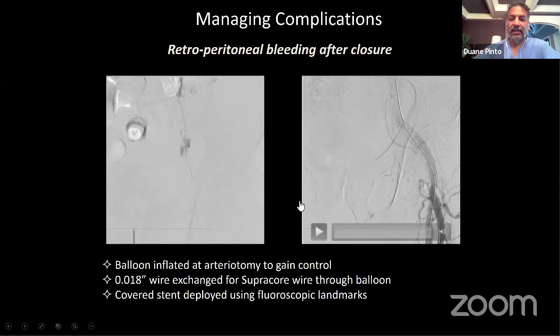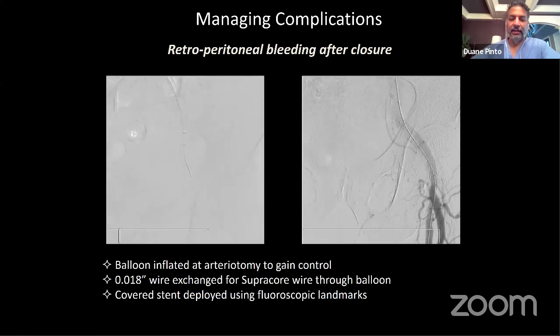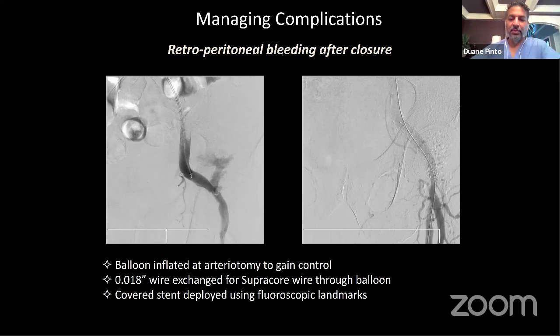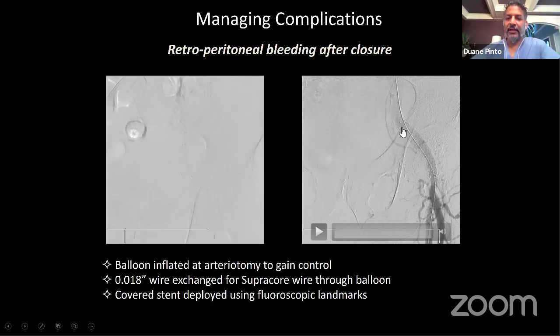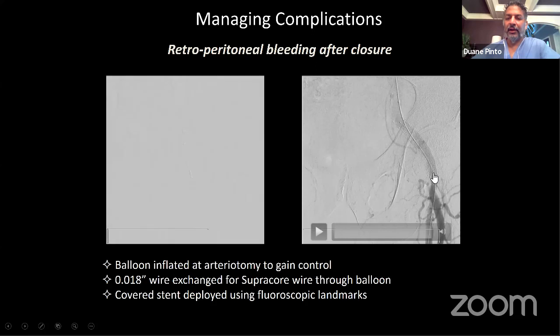In this case, a balloon was inflated to regain control, and a covered stent was deployed using fluoroscopic landmarks. The 018 wire was exchanged for a supercore, and in this case, that allowed delivery of an Ansel sheath, and then you see the covered stent here repairing the arteriotomy.